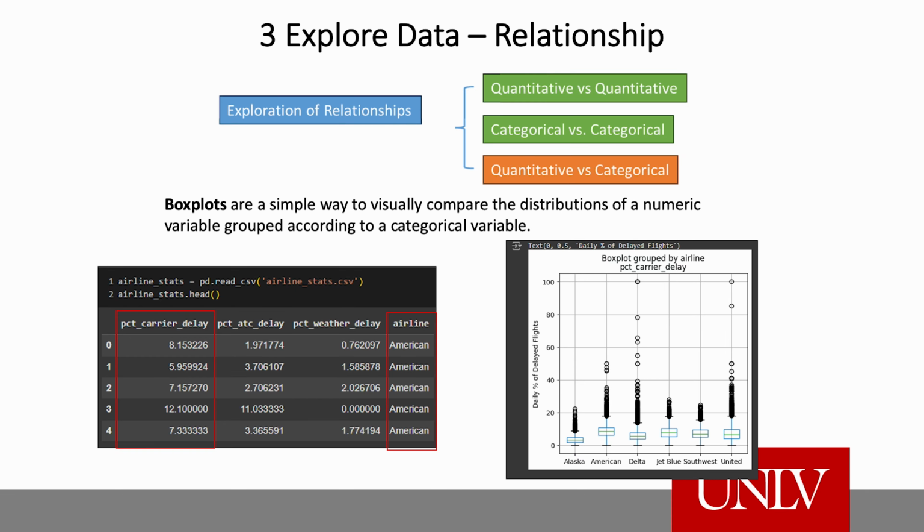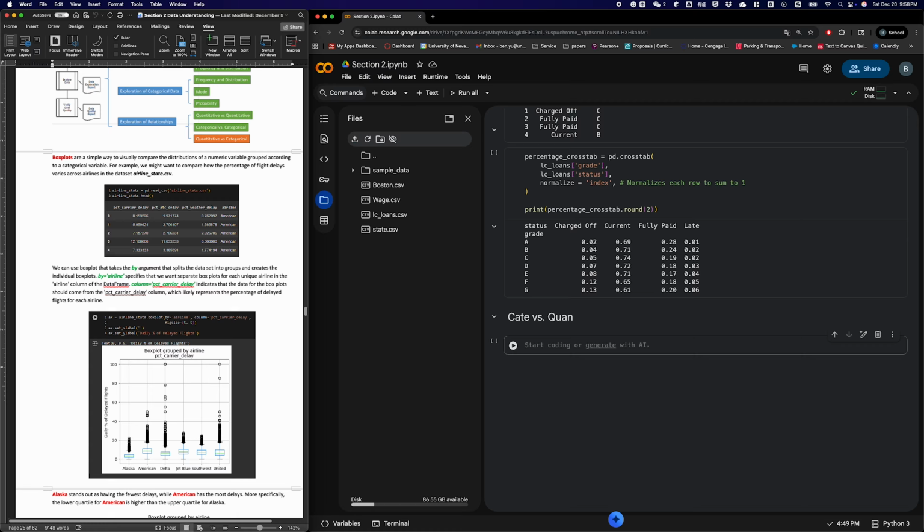Now, let's explore the relationships between quantitative data and categorical data with box plots, which can help us compare the distribution of a numeric variable across different categories. Box plots are powerful visual tools that allow us to quickly identify patterns, differences, and potential relationships between variables. A box plot makes it easy to compare how a numerical variable behaves across different groups. For example, consider flight delay data from the airline stats table.